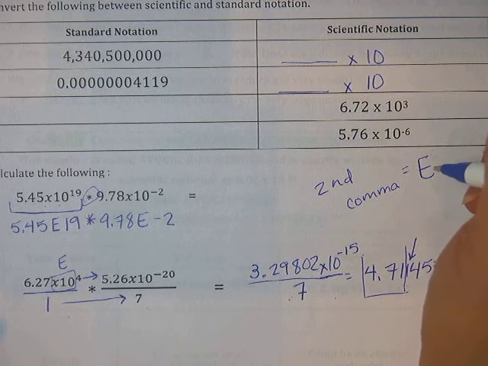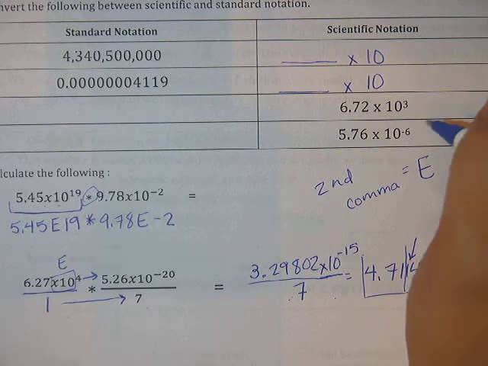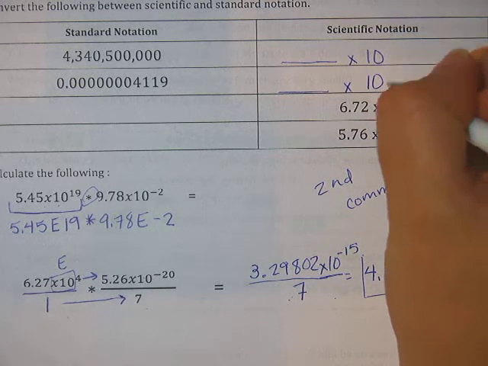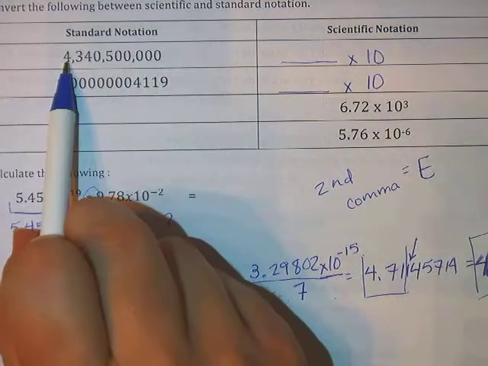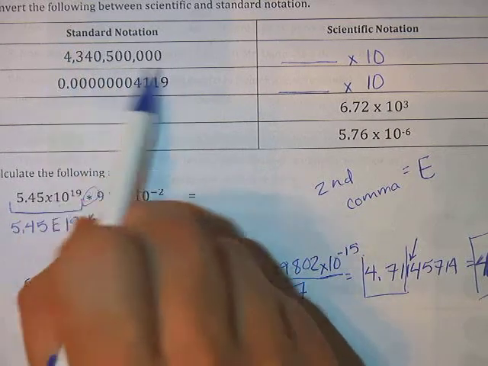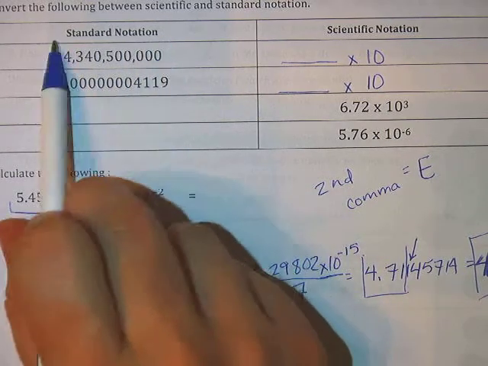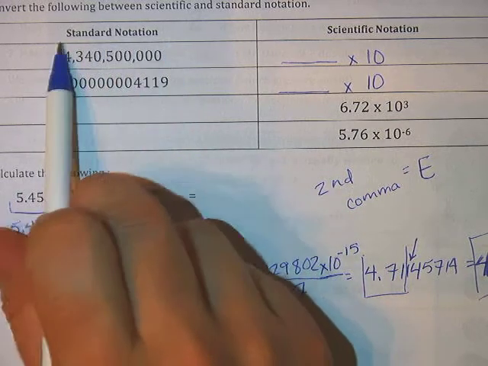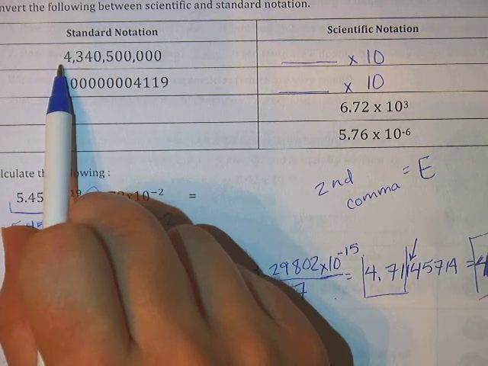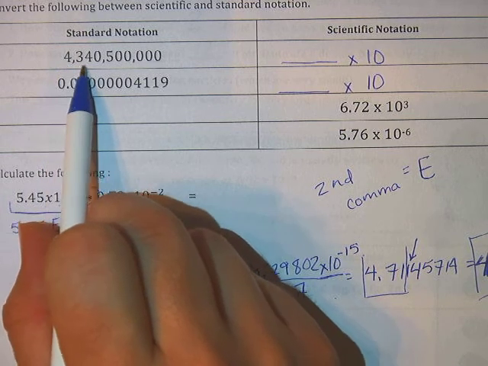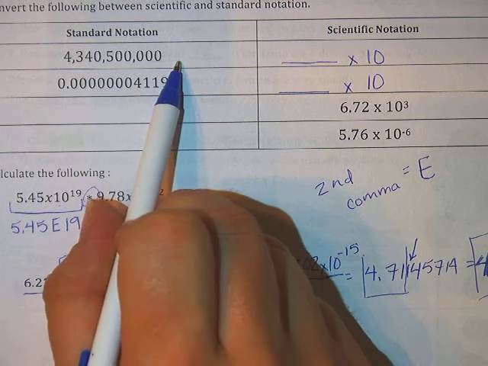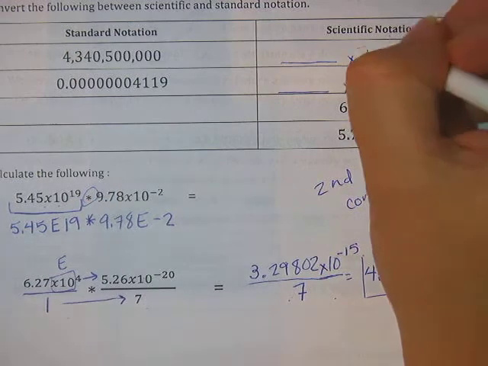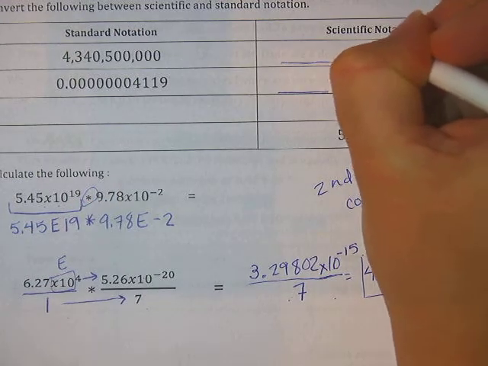And the power depends on how many times you move the decimal point. Whether the power is positive or negative depends on if your starting number is bigger than or smaller than 1. So if we look at this very first problem, this starting number, 4,340,500,000, is much bigger than 1, so our exponent should end up being positive.